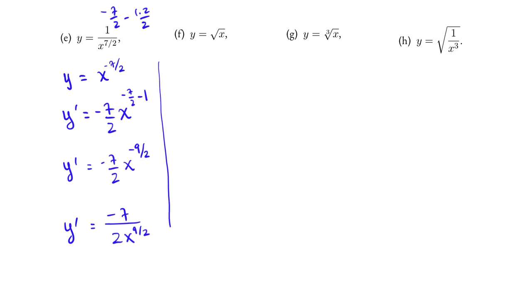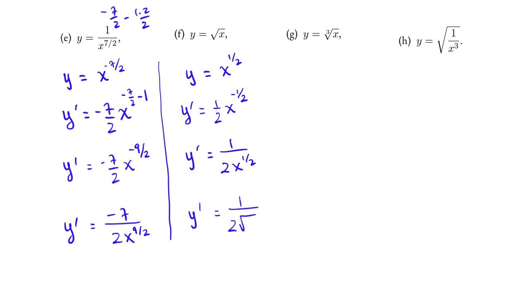For part F, the square root of x can be rewritten as x to the power 1/2. Then y prime equals 1/2 x, and we lower 1/2 by 1, so this is 1/2 minus 1 or negative 1/2. We rewrite this as y prime equals 1 over 2 x to the 1/2. But since the original problem was given in the radical form, we will put this fraction power in radical form. And so y prime equals 1 over 2 root x, because x to the 1/2 power is the square root of x.